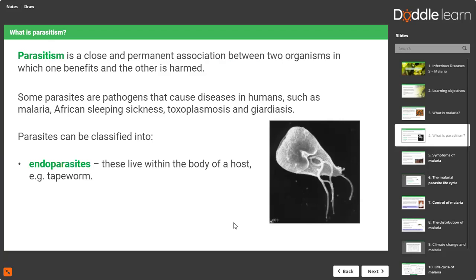Parasites can be classified into endoparasites, and these live within the body of the host. So for example, a tapeworm, which can be found in the intestines, or ectoparasites, which you can probably think live on the surface of a host. So for example, a tick.